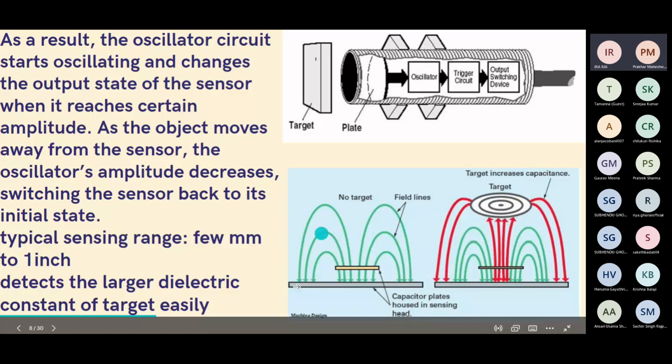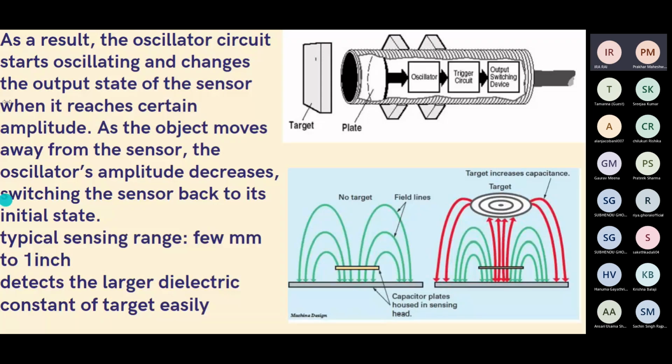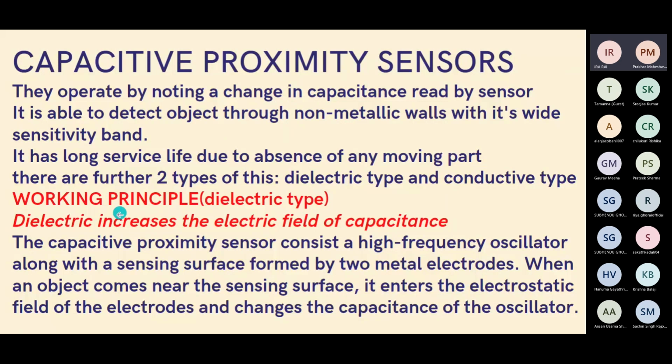Like, the electric field is there when there is no target, and when the target approaches, the electric field increases. A change is detected, and this change increases the amplitude of the oscillator, which further sends the output to the sensor. So this was our dielectric type capacitor. Again, what was the basic principle? The dielectric increases the electric field of the capacitance. So this is the main property that is utilized in this type of sensor.